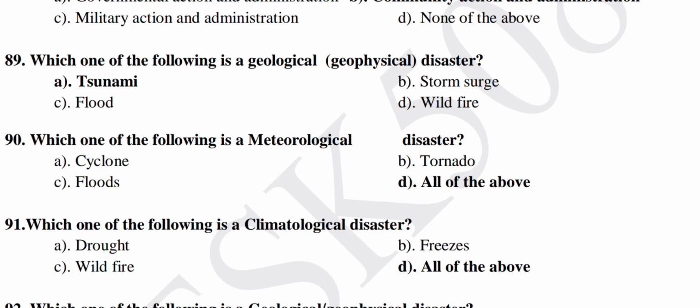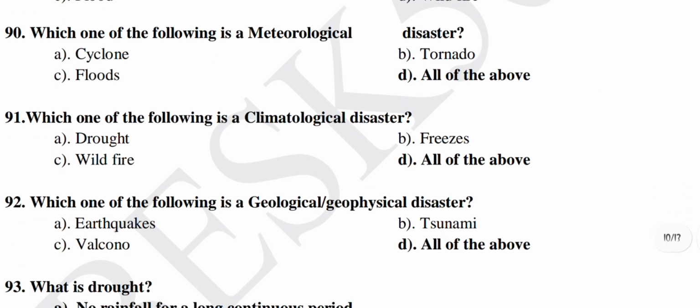89. Which one of the following is a geological disaster? Option A, tsunami. 90. Which one of the following is meteorological? Option D, all the above. Cyclone, floods and tornadoes are meteorological disasters. 91. Which of the following is a climatological disaster? All the above, meaning drought, wildfire and freezes, everything.